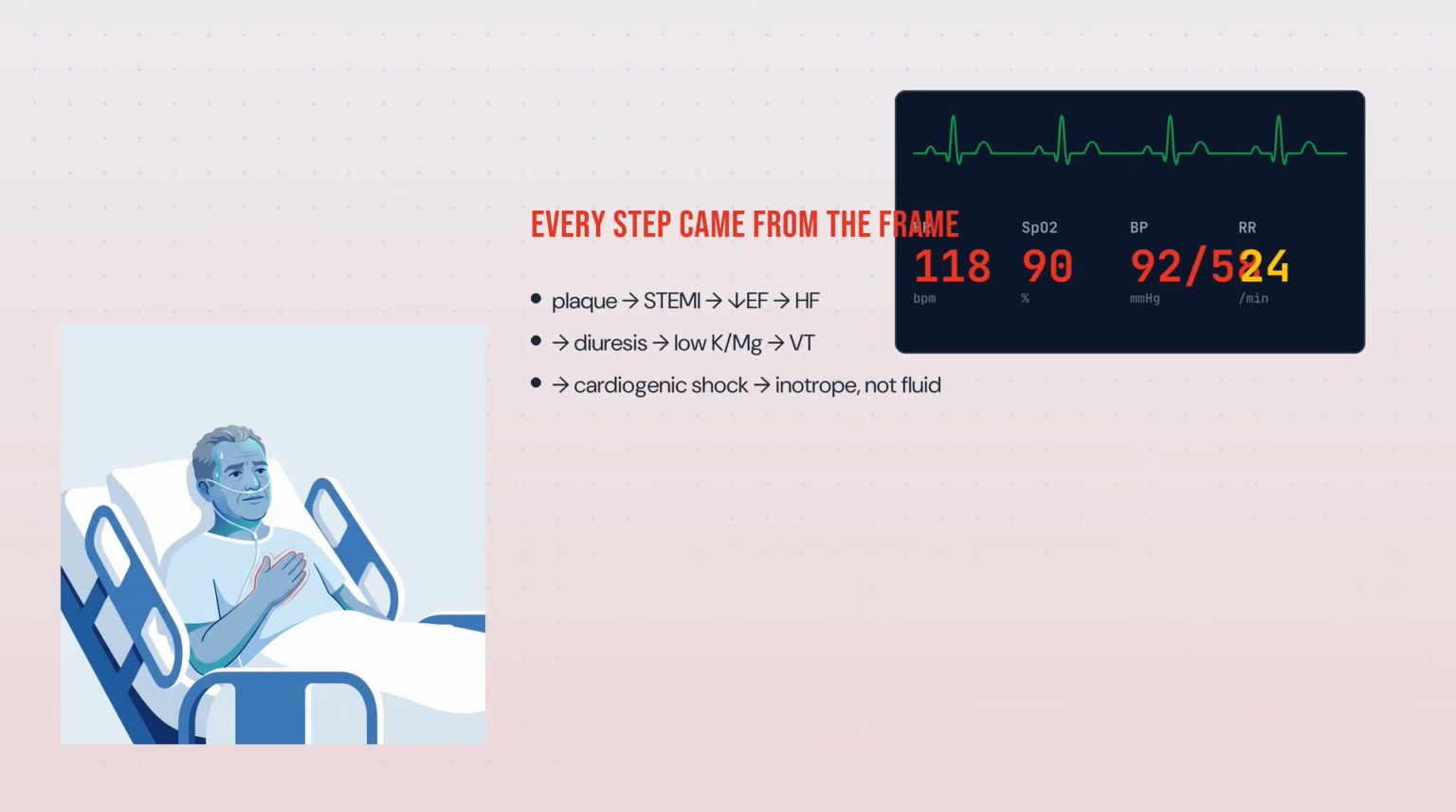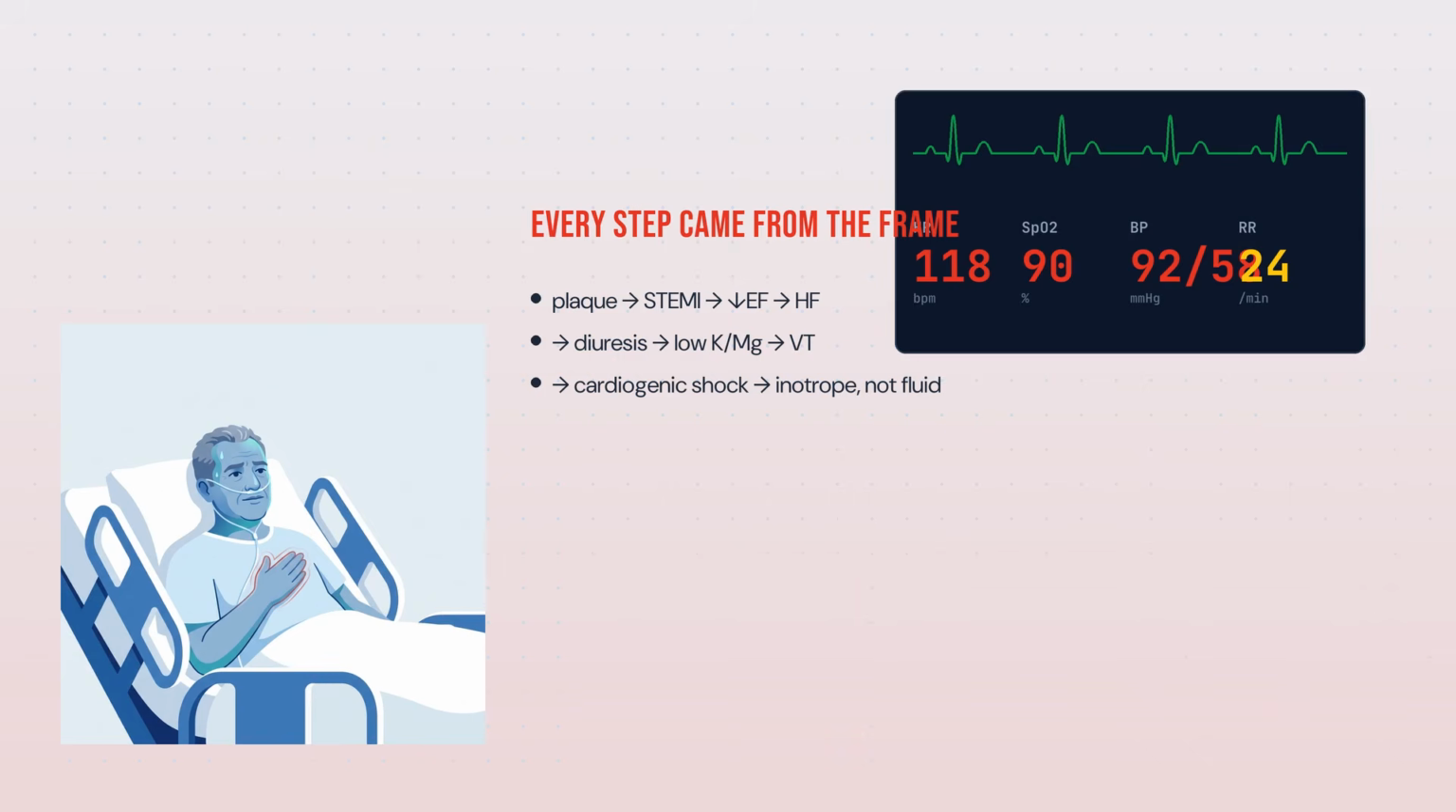That dropped his cardiac output, which activated the hormonal and sympathetic systems, which added afterload and volume he could not handle, so he developed left-sided heart failure. He was diuresed, which dropped his potassium and magnesium, which destabilized his conduction and gave him ventricular tachycardia. He was cardioverted and replaced.